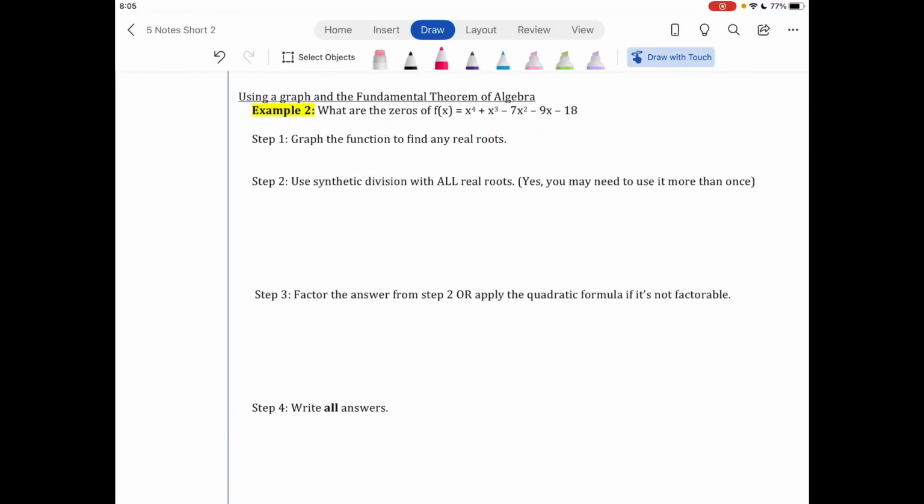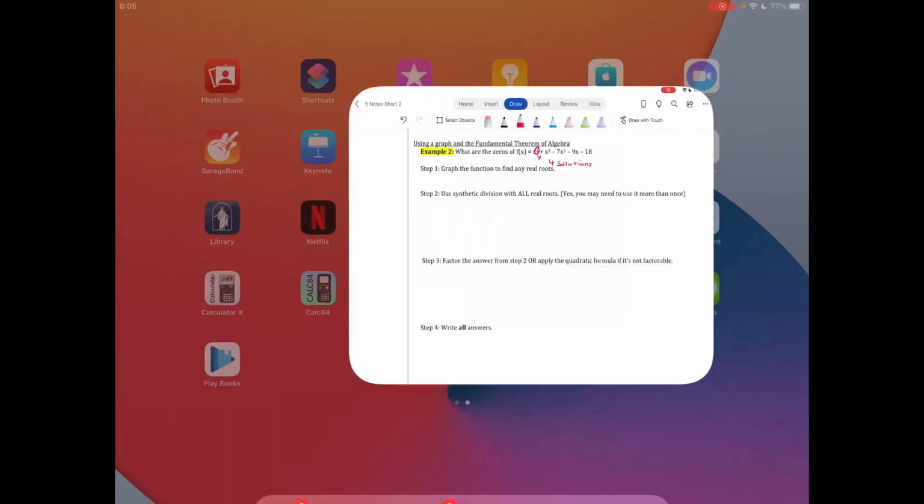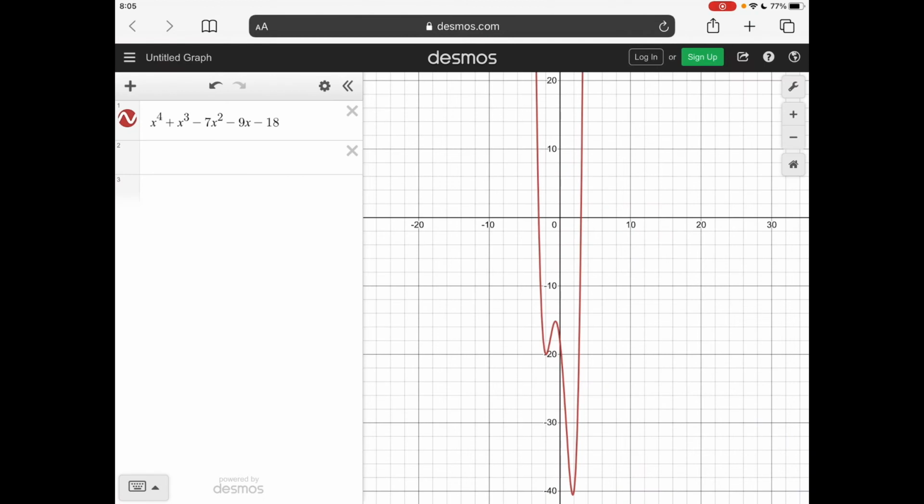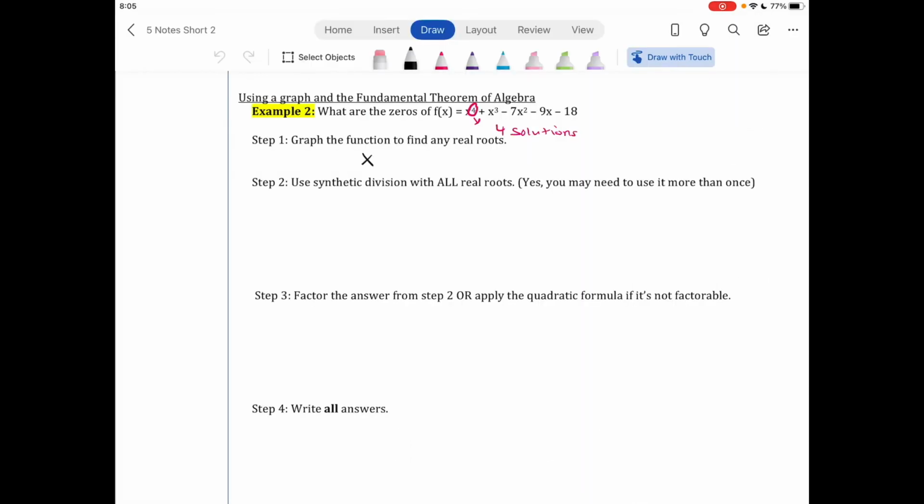Now that we know how the fundamental theorem of algebra works, we can use a shortcut with graphing. We're still going to first look to see how many solutions we should be having. Our highest degree is to the 4th power, which means we're going to have 4 solutions. But we can find the real solutions by simply graphing the function. We plug it into Desmos and touch on the x-axis, and we find 2 out of those 4 solutions, negative 3 and positive 3. We'll write those solutions out, and we know that x is equal to 3 and negative 3.